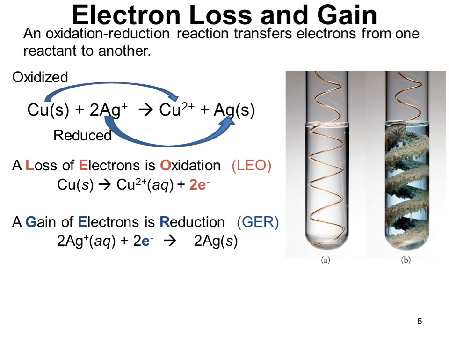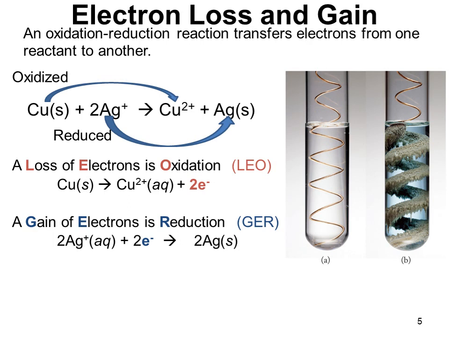So if we're looking at a chemical reaction, right? If you put copper wire into a silver ion solution, over time, the copper becomes an ion, it becomes the +2 ion, and the silver metal plates out. So we can see copper is going to +2. It's getting more positive, therefore it is oxidized.